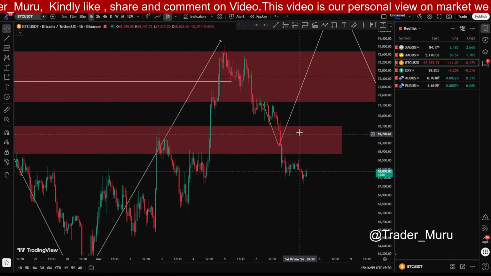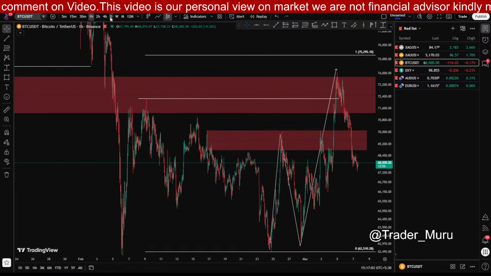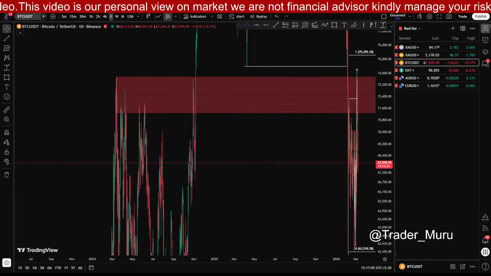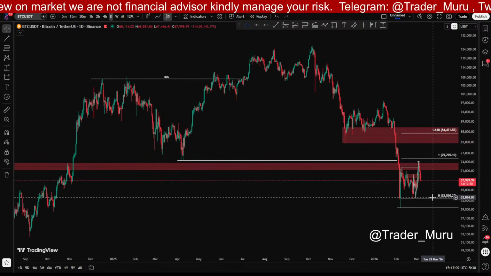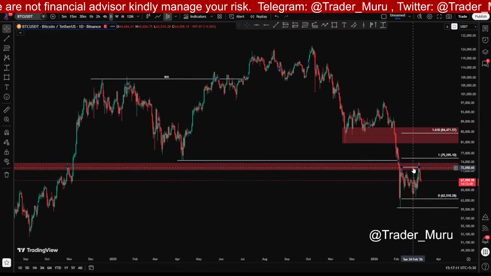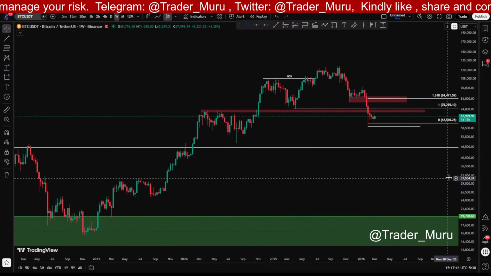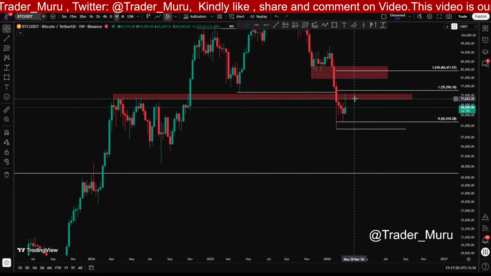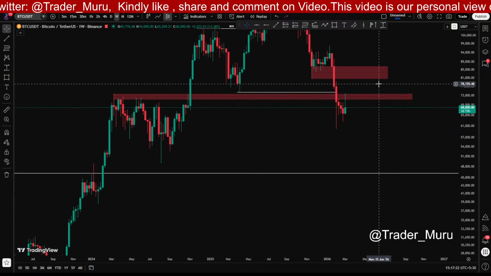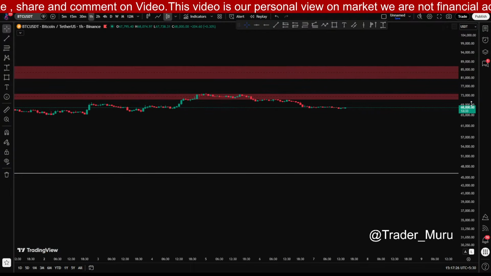If we talk about BTC, BTC is rejecting from daily time frame structural areas from this level. This is the weekly time frame. Price is rejecting from here. And if you want a rejection confirmation, watch the 1 hour time frame.